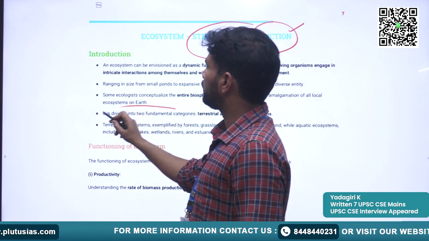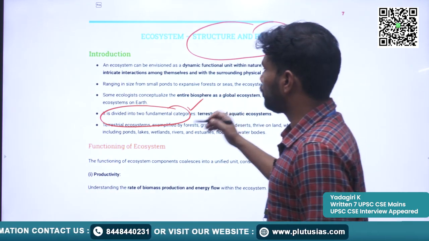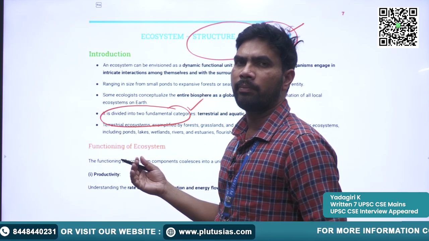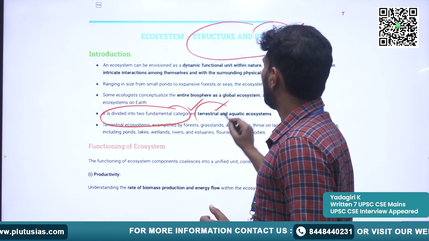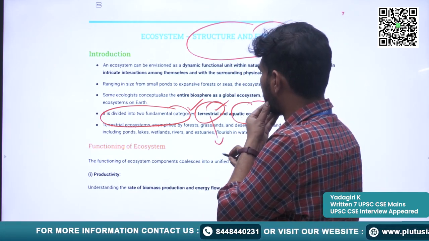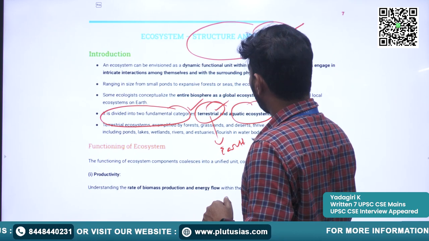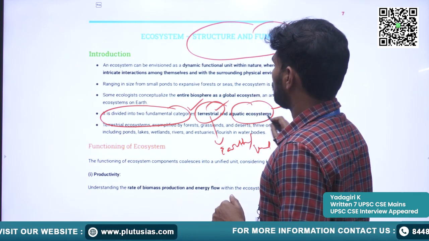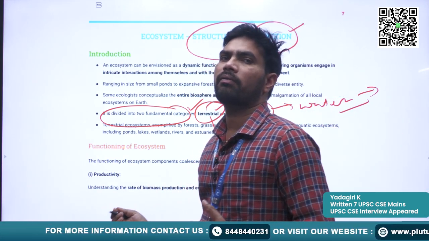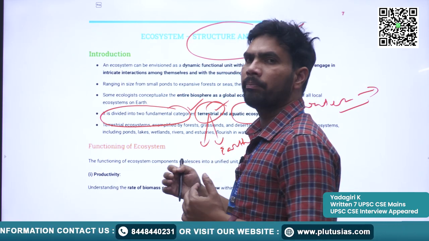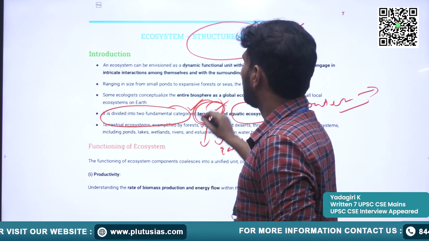So basically, an ecosystem can be divided into two fundamental categories. Earlier also we have seen two categories, that is the physical environment and social or cultural environment. Here another type of categorization is terrestrial and aquatic ecosystem. So terrestrial is basically the surface landscape, earth or land, terrain. Here the aquatic ecosystem is the ecosystem with water. Basically the oceans and the seas are considered as the aquatic ecosystem. So basically the continents, where earth is at the surface level, top level, that is known as terrestrial level.